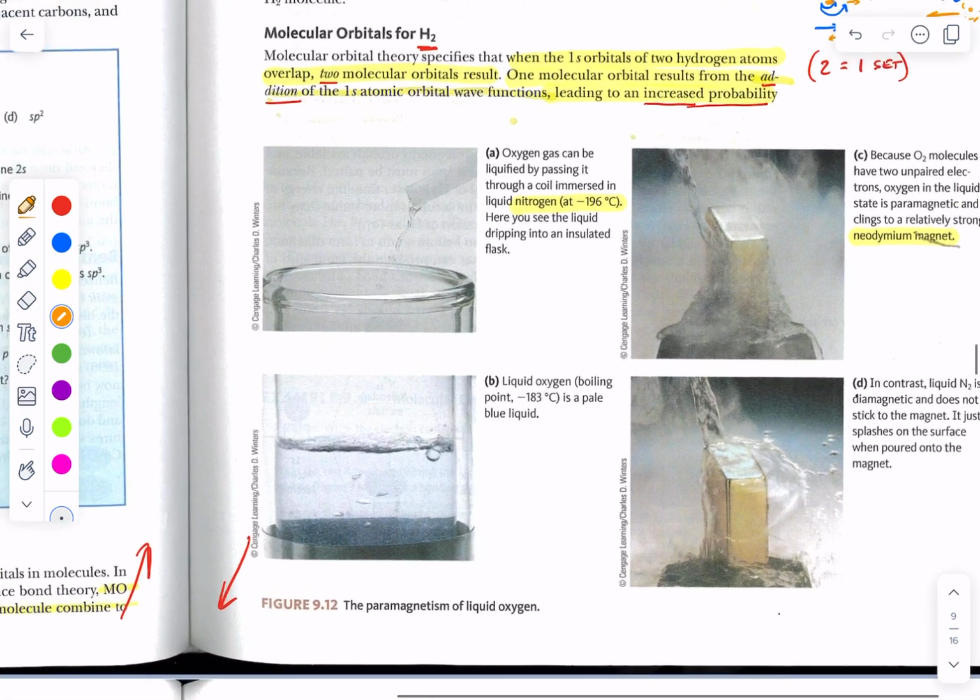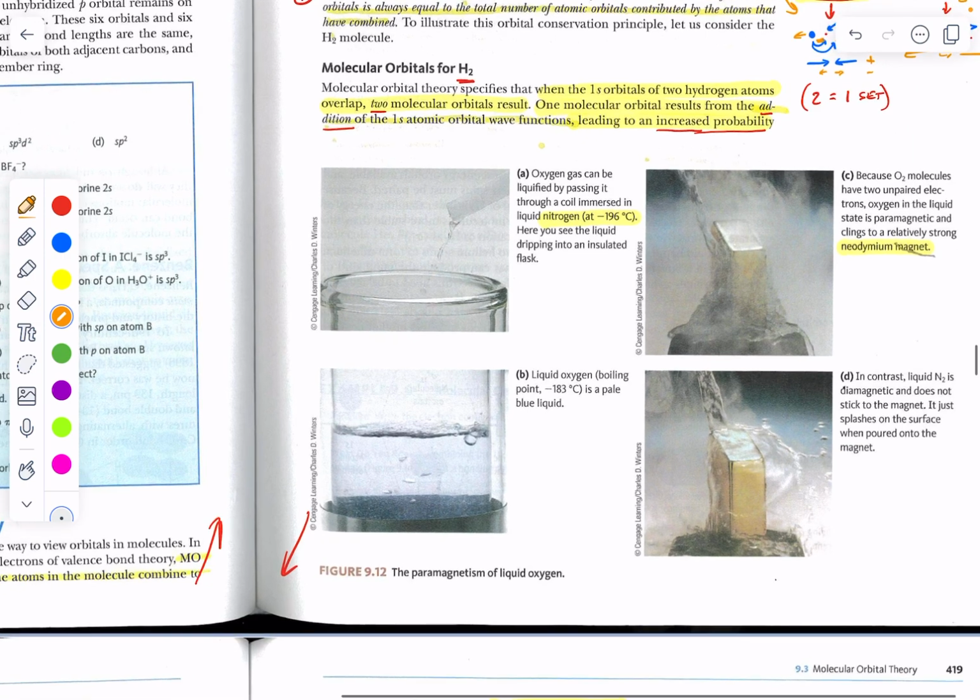Now, these pictures right here show molecular orbitals for hydrogen, and we'll draw them in a minute. But the molecular orbital theory specifies that when you have a 1s orbital from one hydrogen atom and a 1s orbital from the other hydrogen atom, that's two atomic orbitals for the two atoms. They are going to create two molecular orbitals. One of them is going to be bonding, and one of them is going to be antibonding. And those are the two molecular orbitals that result from the two atomic orbitals.